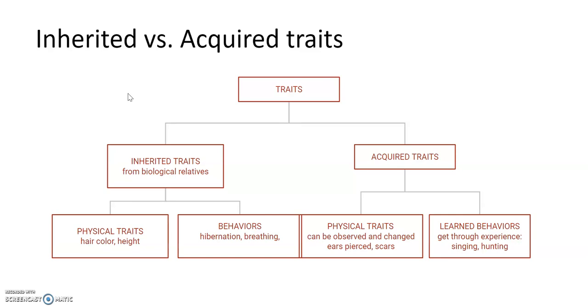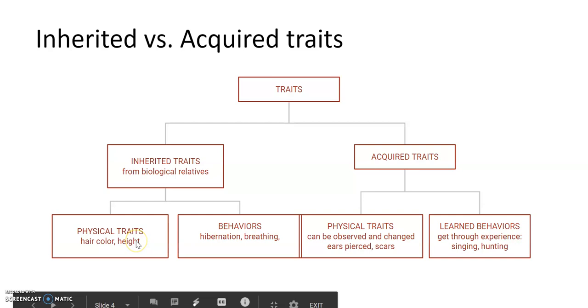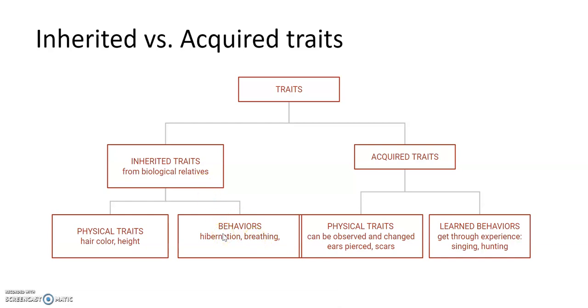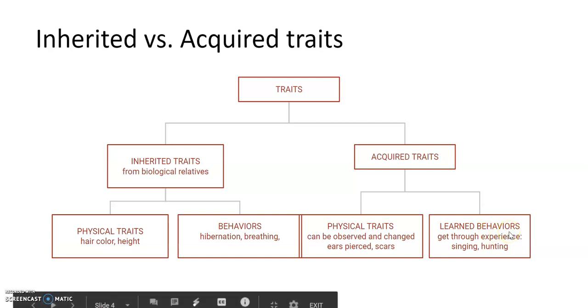So just again, remember that we all have traits. Some are inherited, some are acquired or learned. We always have physical traits in both, but the ones that are acquired are learned. The ones that are inherited come from our DNA. Behaviors that are inherited are instinctual. We just automatically know how to do them when we're born, or animals do, versus learned behaviors, which come through being taught or watching and having experiences.